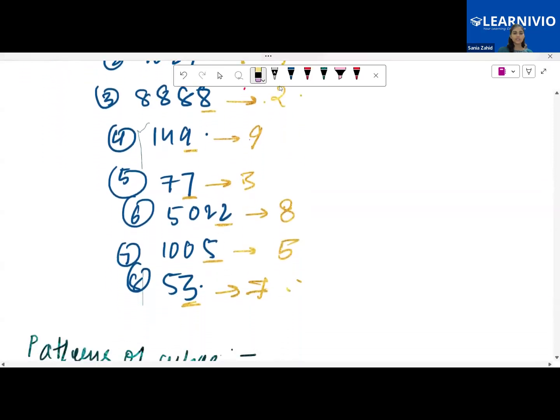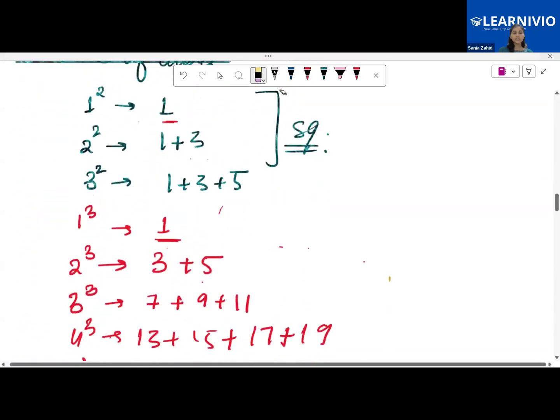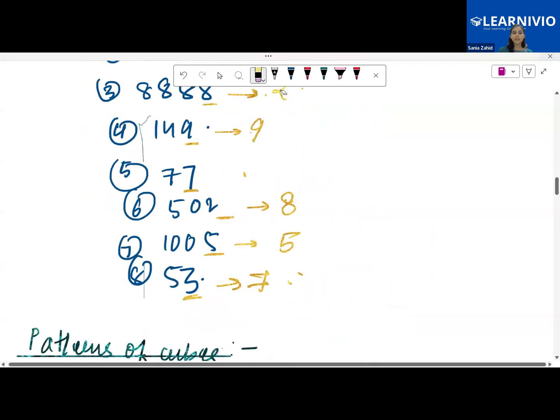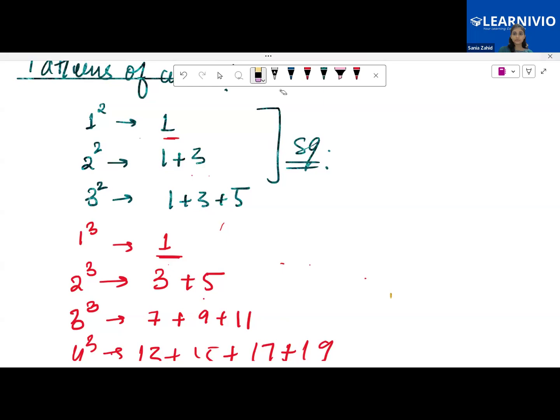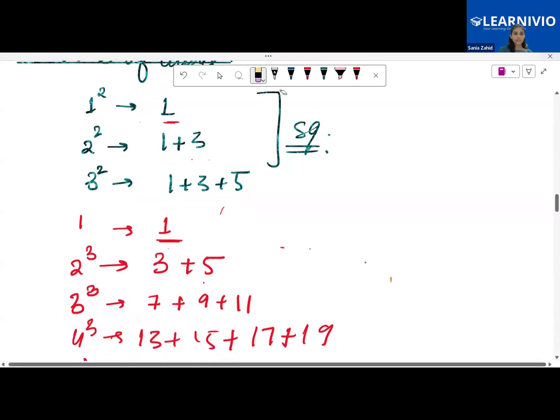Next, we came to finding the units place. That is very simple. Then patterns of cubes. What were the patterns that we studied? Tell me the first pattern. The first pattern is adding consecutive odd numbers to get the cube. Okay, consecutive odd numbers, we get the cube of the particular number. Very good.